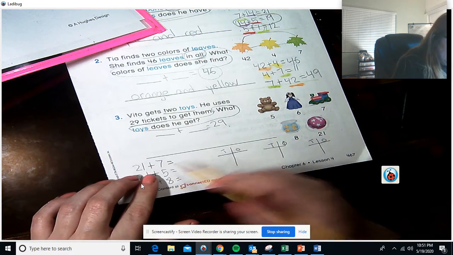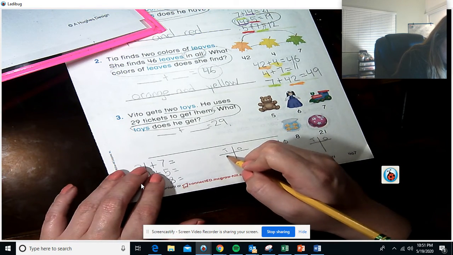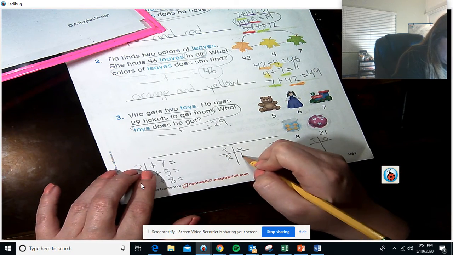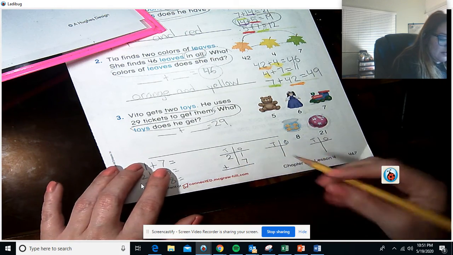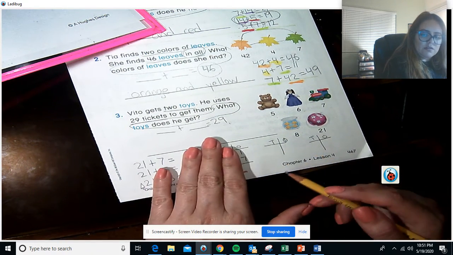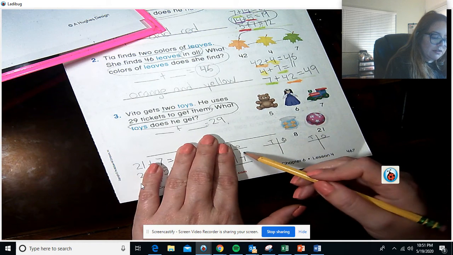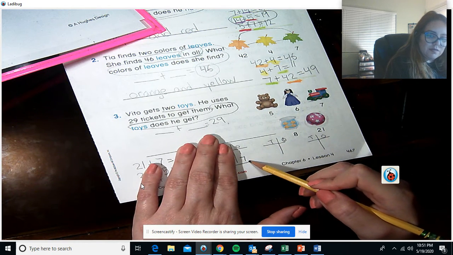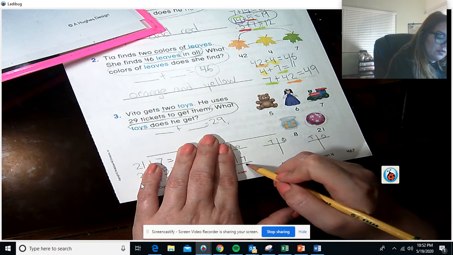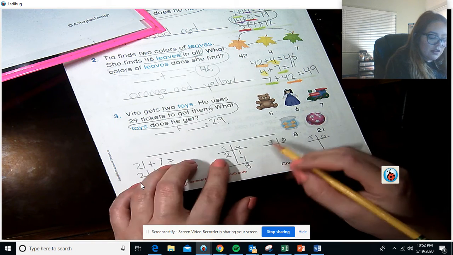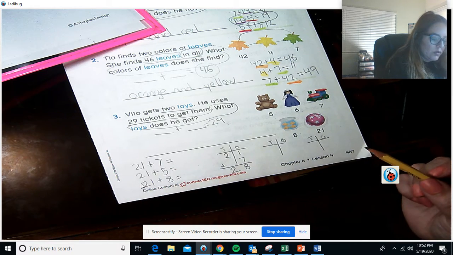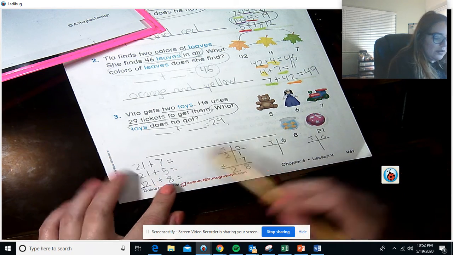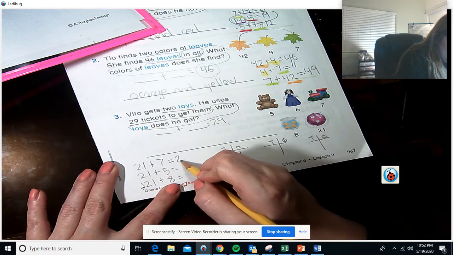Okay, so 21 plus 7. 21 has 2 10s and 1 1 plus 7. Okay, let's add our 1s first. 1 plus 7 is 8. 2 plus 0 is 2. 28. No, it's not this one.